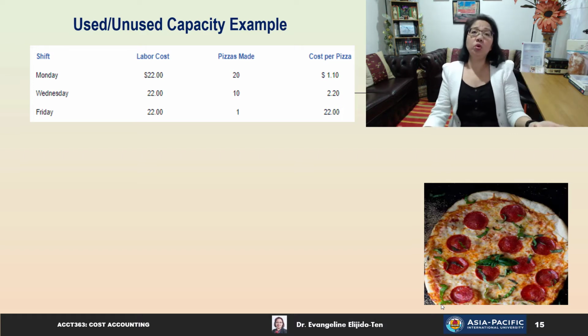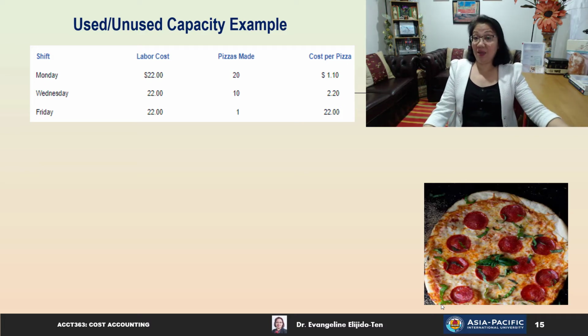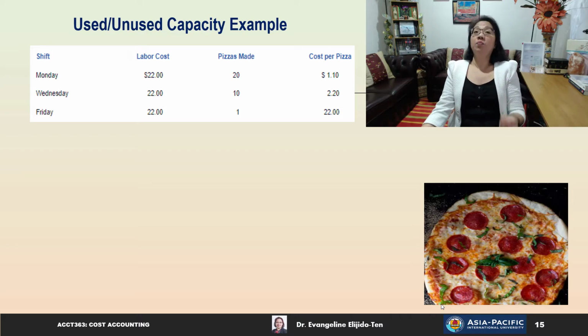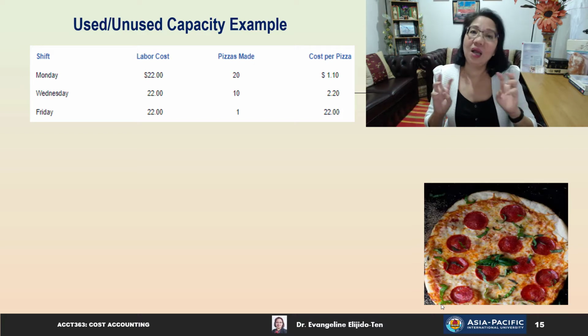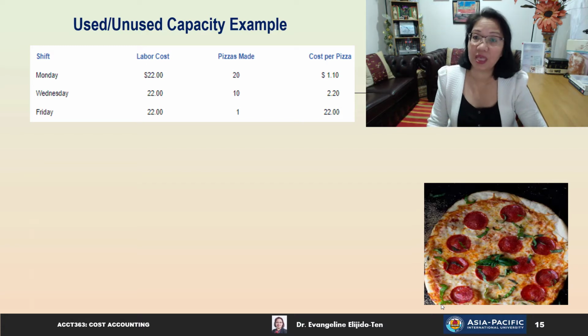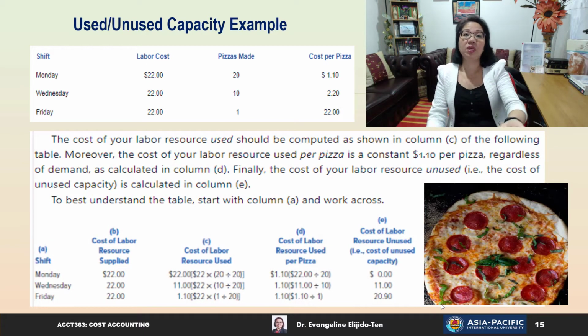Now, it would be ludicrous to say that the cost per pizza on Monday would be so much cheaper compared to the cost of pizza on Friday. So this scenario actually has something to do with the capacity, the used versus the unused capacity. And the best way to show these calculations is as shown in this table.